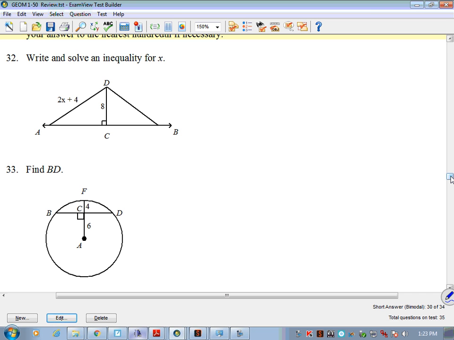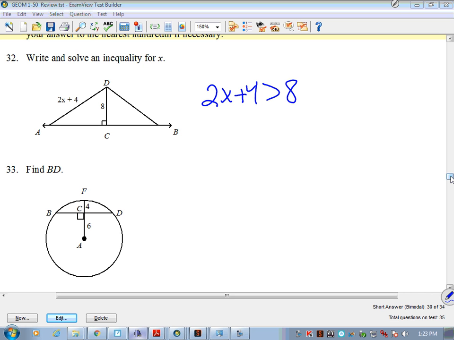All right, solve the inequality for x. Well, if I'm solving an inequality for x, I do know one thing. Let's see, this is question 32. I know that 2x plus 4 has to be greater than 8. How do I know that? Right, if 2x plus 4 is the hypotenuse, opposite the right angle, what do I always know about the hypotenuse of a right triangle? It's the longest side. So 2x plus 4 has to be greater.